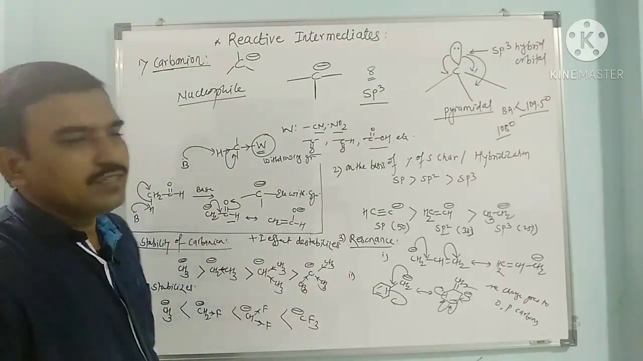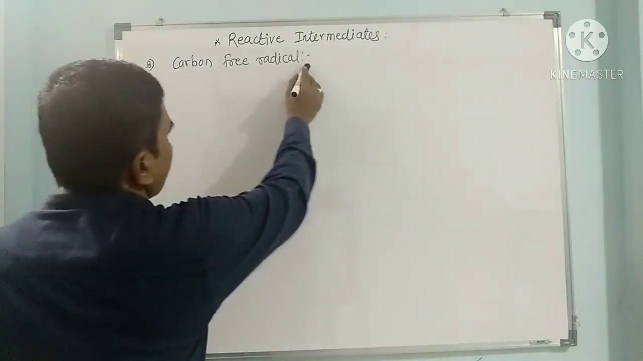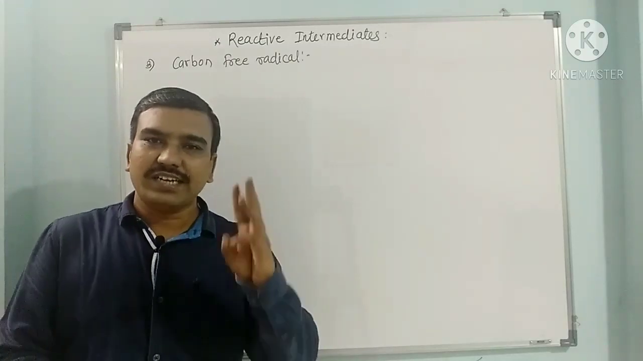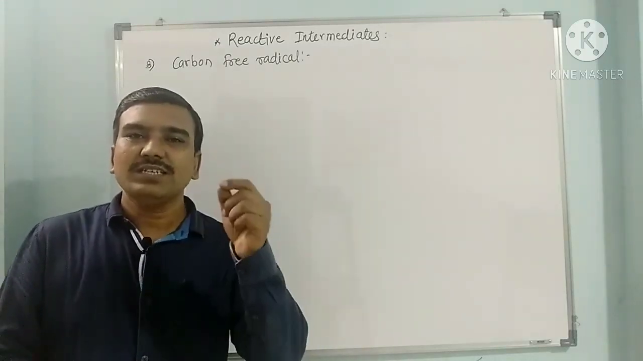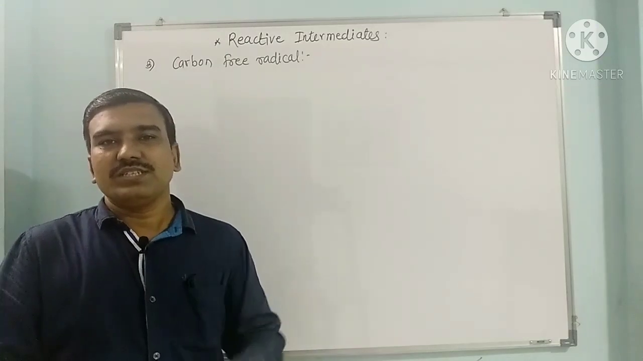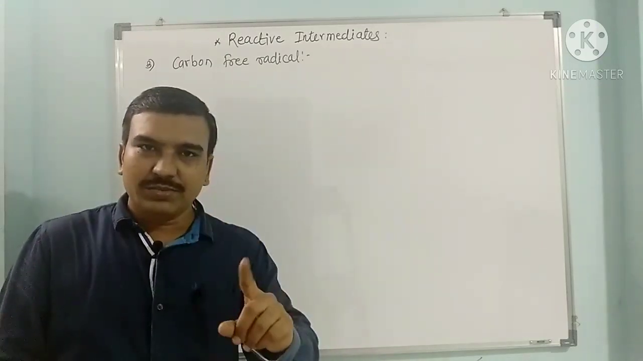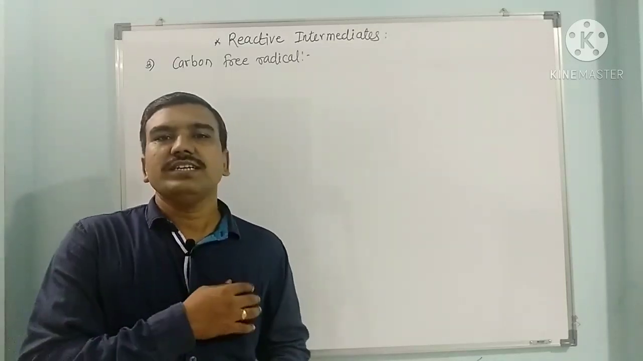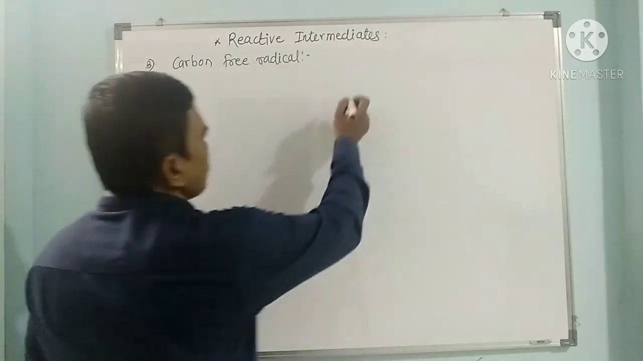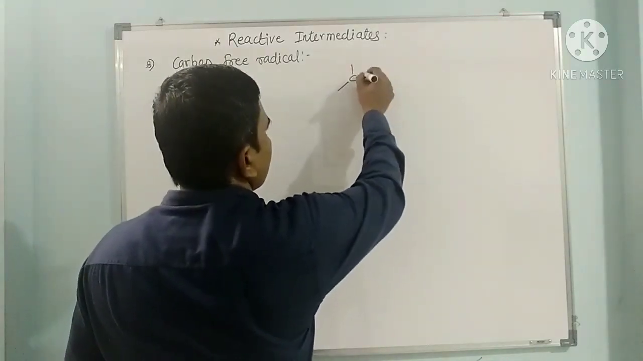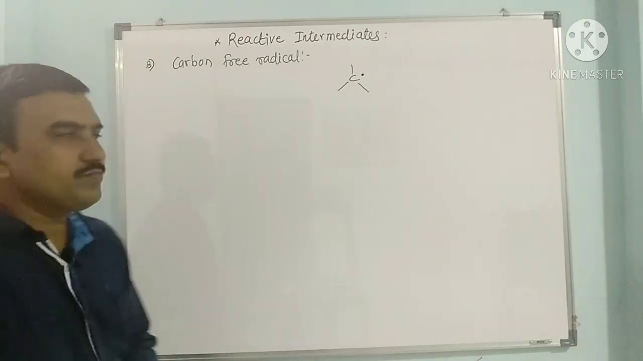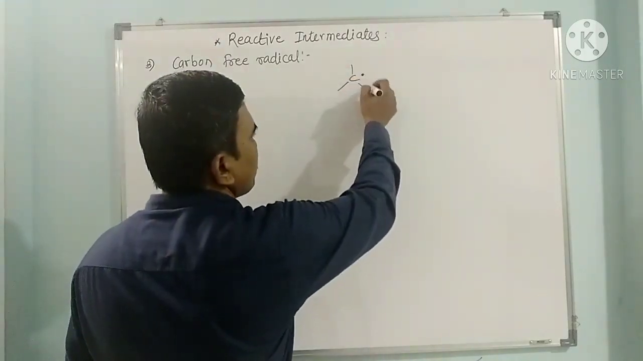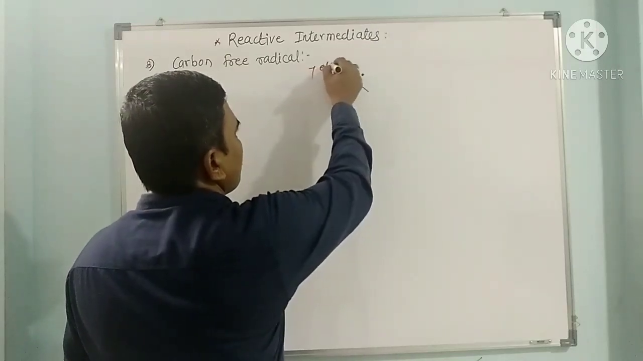Next intermediate we have to see is the carbon free radical. Carbon free radical is again a trivalent intermediate of carbon having an unpaired electron on carbon. So it is a neutral species having trivalent carbon possessing one electron on it. So the unpaired electron is present on the trivalent carbon. How many electrons are associated with this? 1, 2, 3, 4, 5, 6 and 7. So 7 electrons are there.